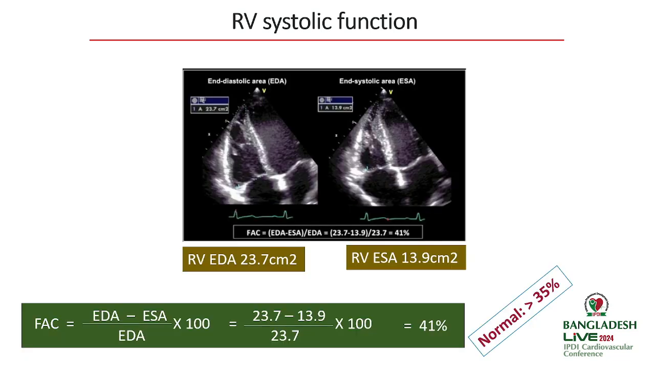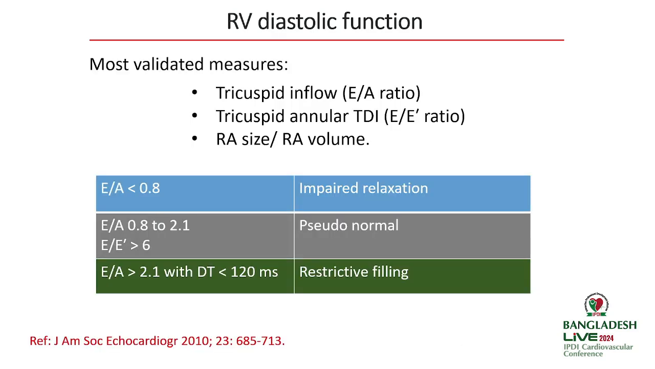And here is a good practical example to assess the fractional area change. In diastole, I have traced the end diastolic area, and in systole, I have traced the end systolic area, and my machine has given me the automatic result 41%, that is normal RV systolic function.